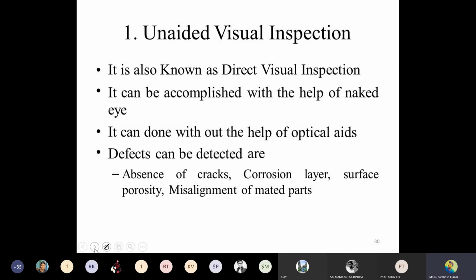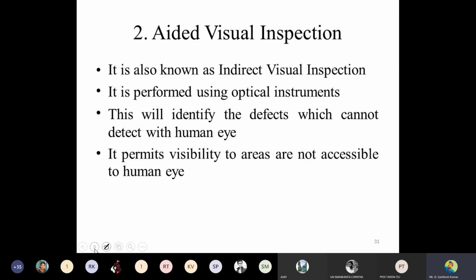Then we have another one, that is the aided visual inspection method. You can easily understand that here it is one kind of indirect visual inspection method. Here we are using some optical equipment or optical instruments. What is not possible by the naked eye, with the help of this kind of equipment we can simply identify any kind of flaws or defects on the surface of the component.